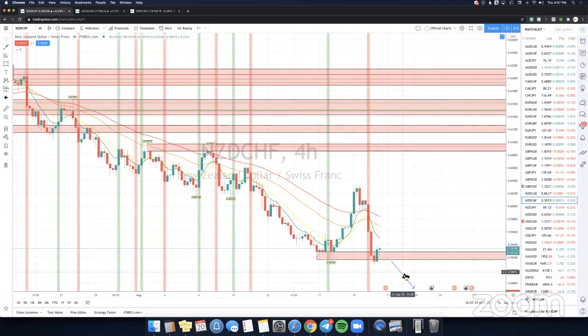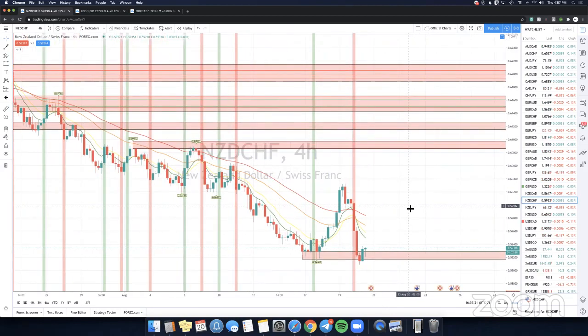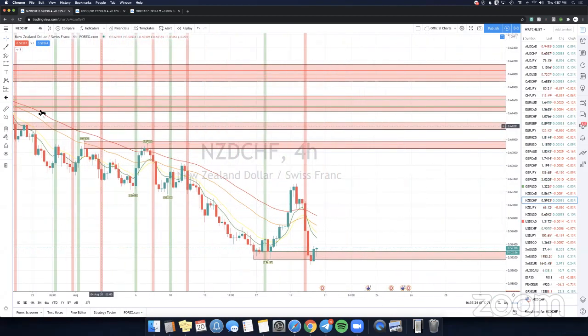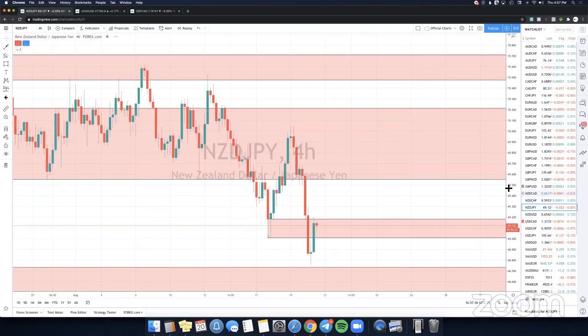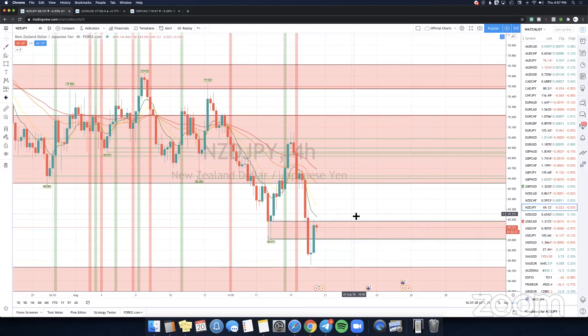Let's see, NZD CHF. I don't know, this is a risky trade. Like I mentioned, the CHF pairs are just moving wacky this week. So even though I think it's going to come back down, I just wouldn't take it. Here we go. We finally made it to NJ. So CT said NJ long out the zone in an hour.